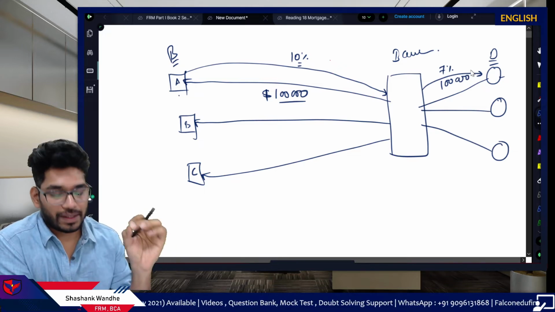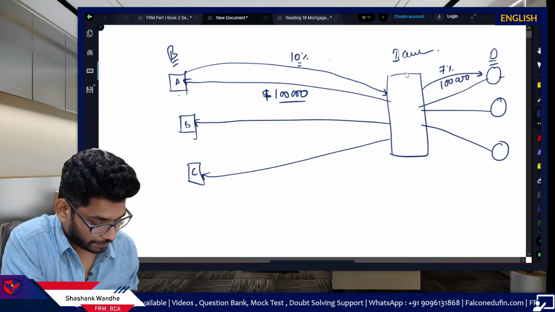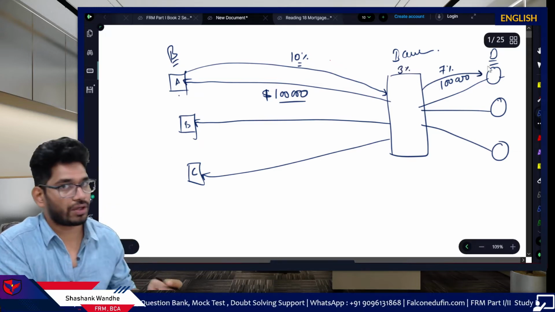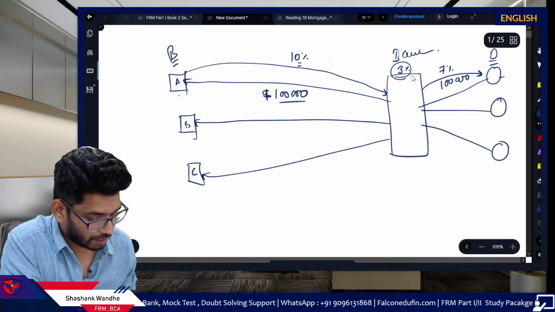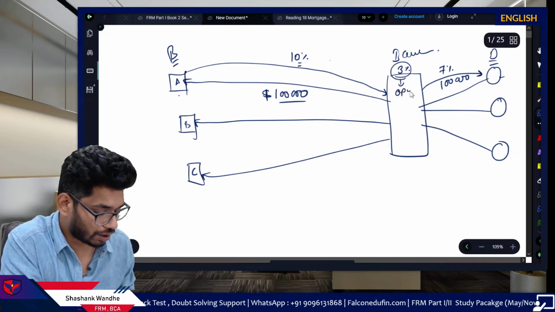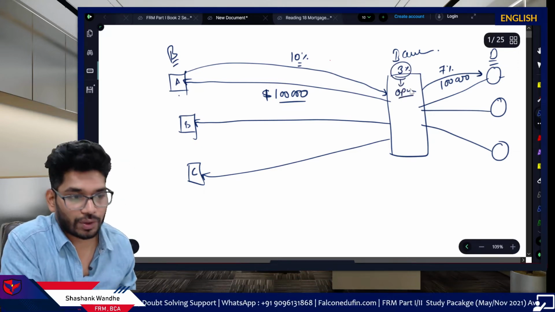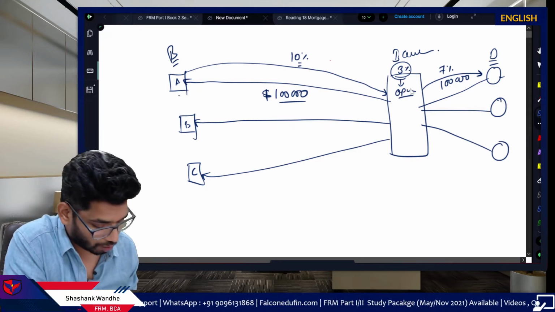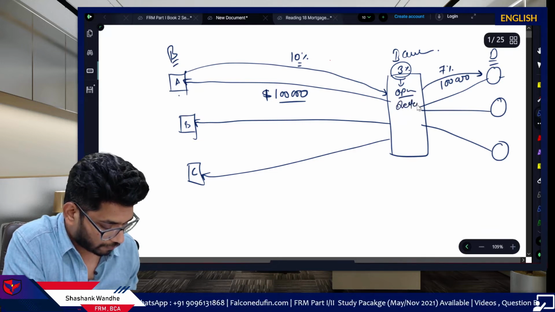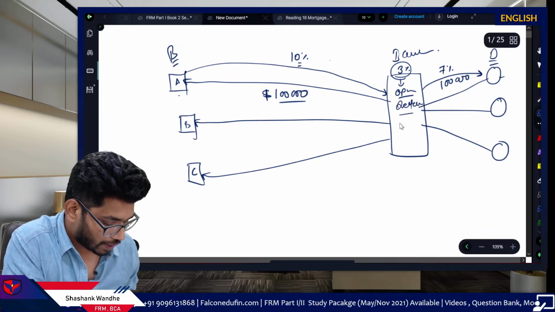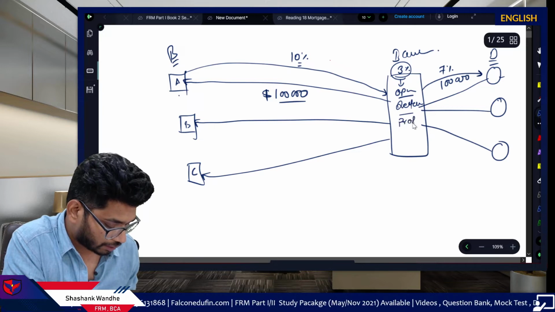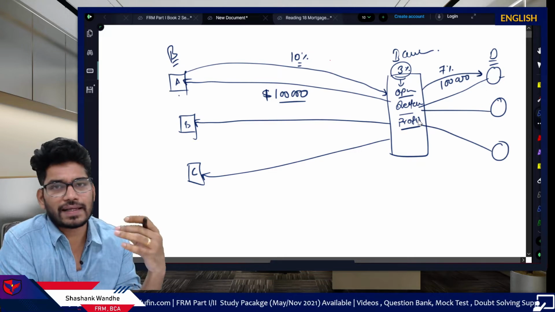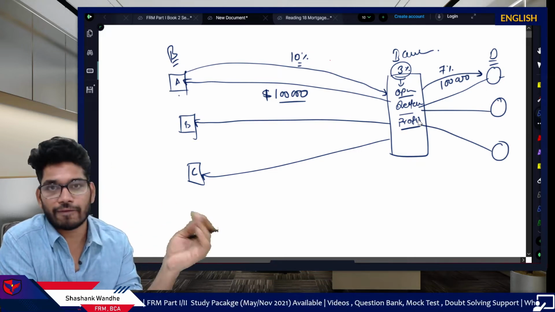So in this case, what happens? The bank collects 10% from the borrower, keeps 3% and pays 7% to the depositor, and this 3% is for the operational cost of the bank. It also compensates for the defaults from the side of borrowers. It accounts for the defaults, and then we also have profit for the bank. So this is the composition of this 3%. We will discuss more on this default part in FRM Part 2.